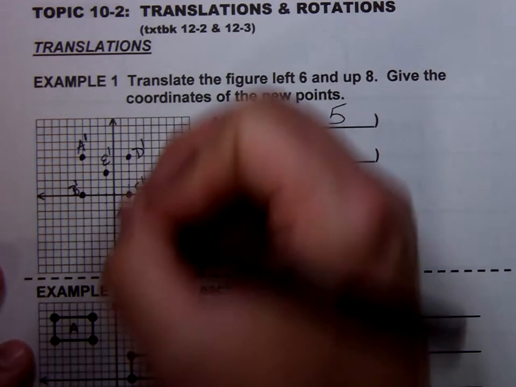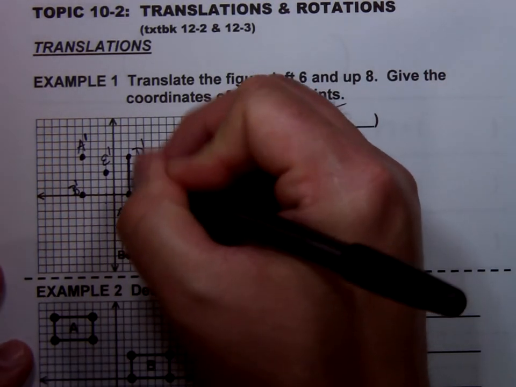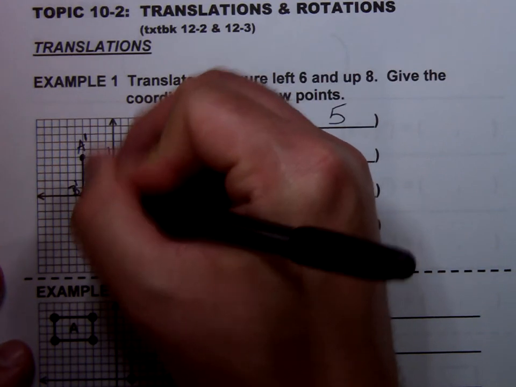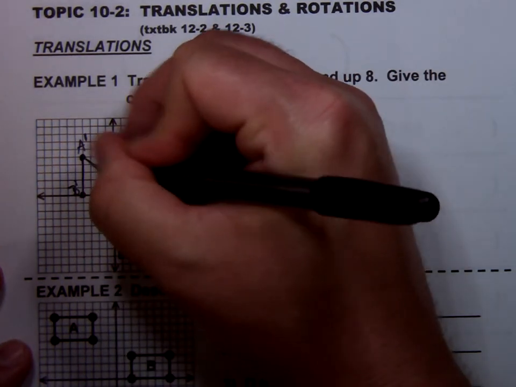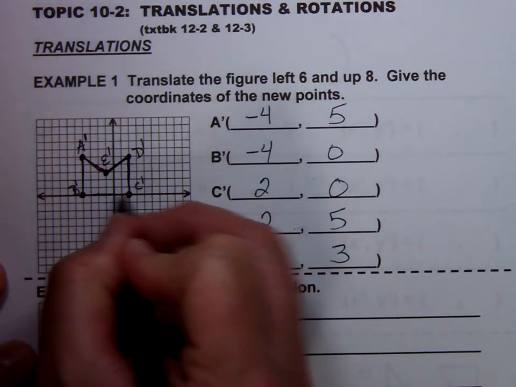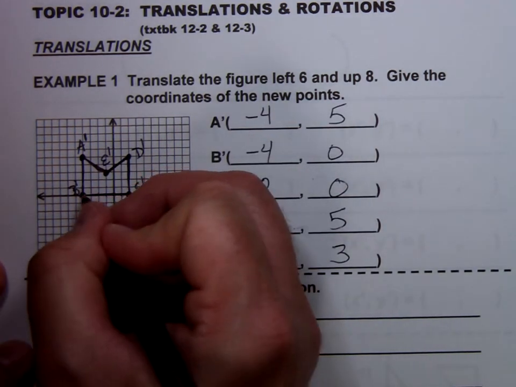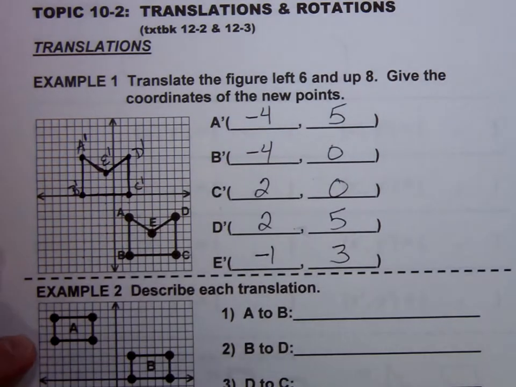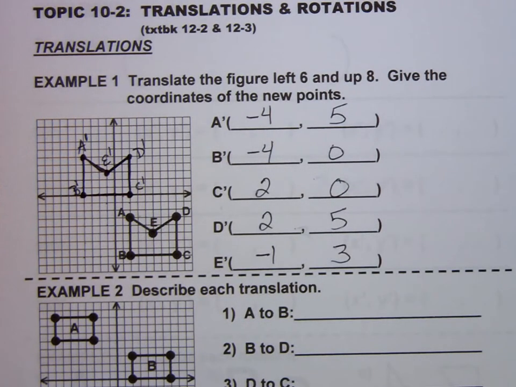And then I can just draw those line segments to connect these points and create that same figure, actually a congruent figure. We didn't change the size or shape or anything, we just moved it to a new location. And there's our translation, left 6, up 8.